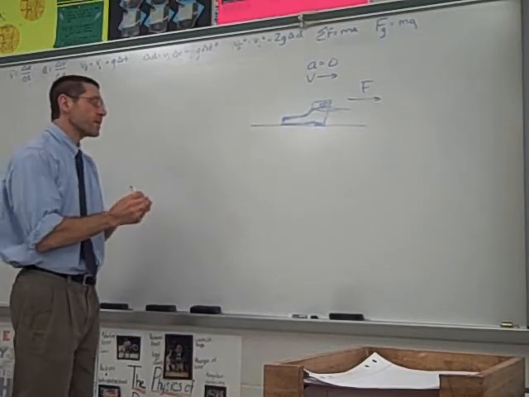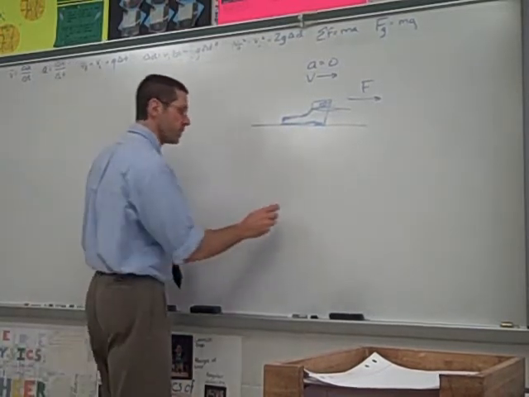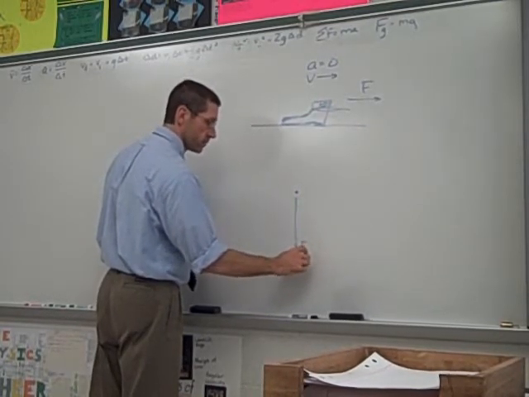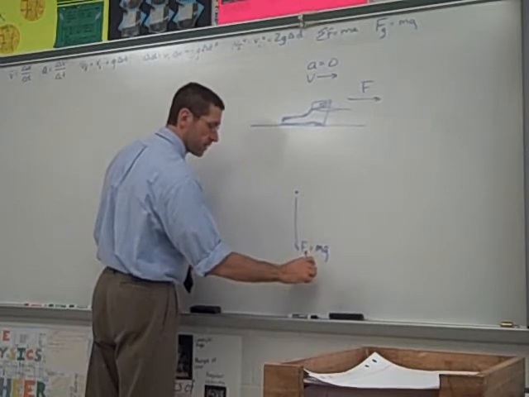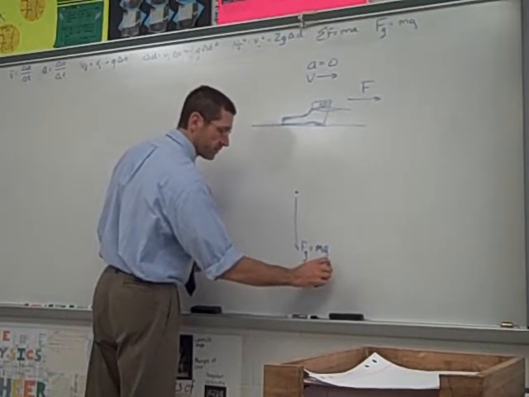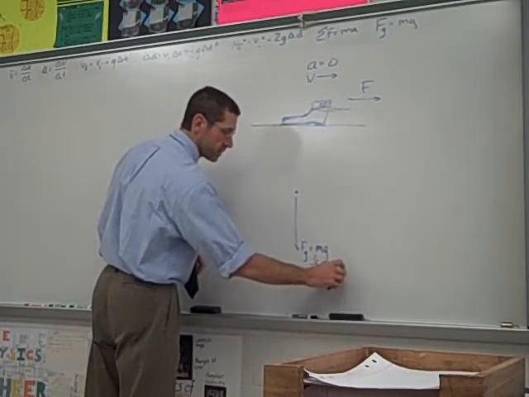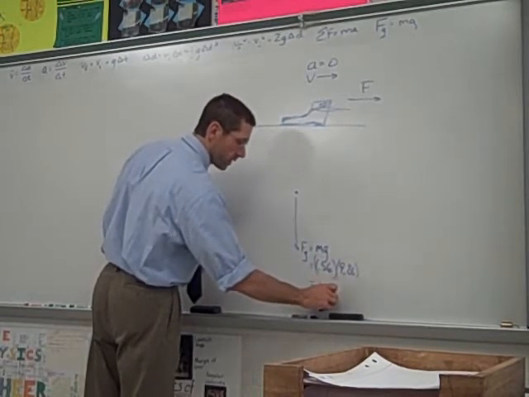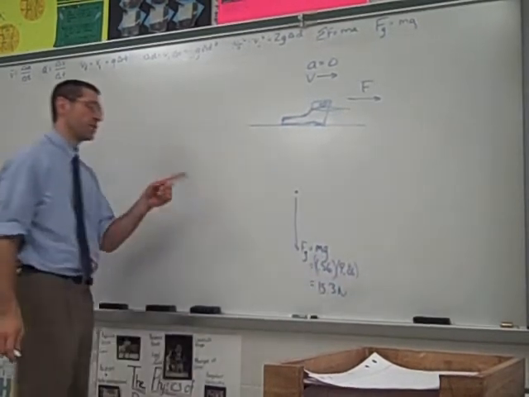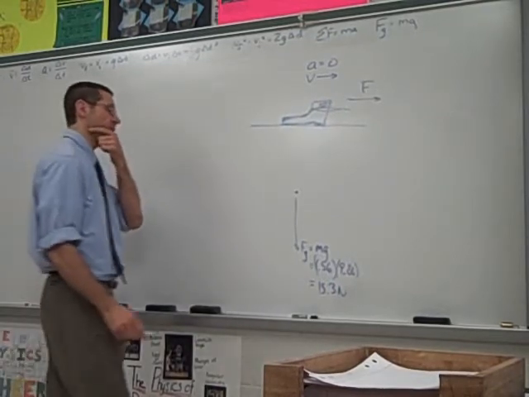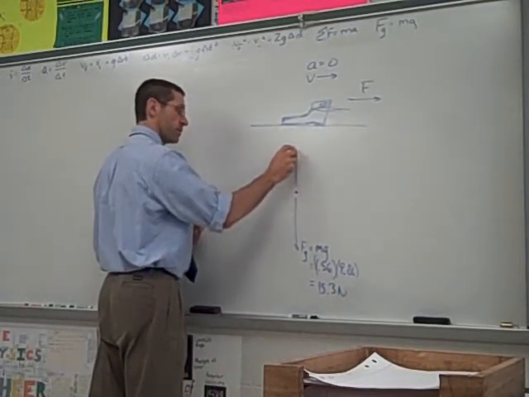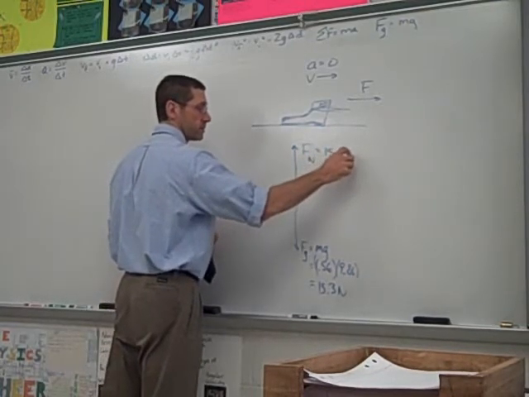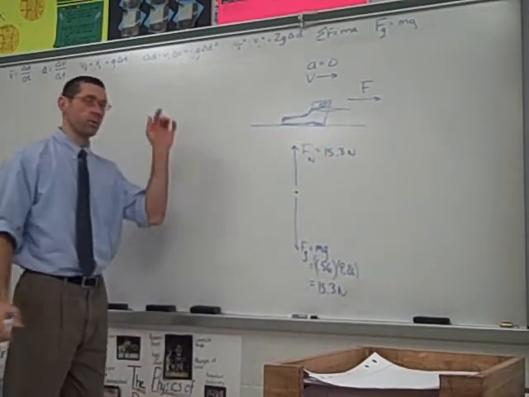Now, if I draw the free body diagram for the boot, we have Fg down, which is always equal to mg. So that's 1.56 times 9.80, which comes to 15.3 newtons. So that is the weight of the boot. It's on the ground, so there's the normal force, 15.3 newtons.